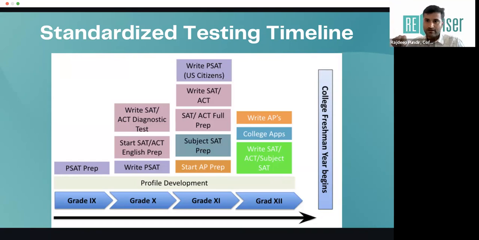That's the second question. Once you have figured that out, the next question comes in: when should I be doing those APs? In which grade should I be doing those APs? So these are the three important decision framework questions that you should start thinking about, probably post this webinar today, and try and figure out the answers.